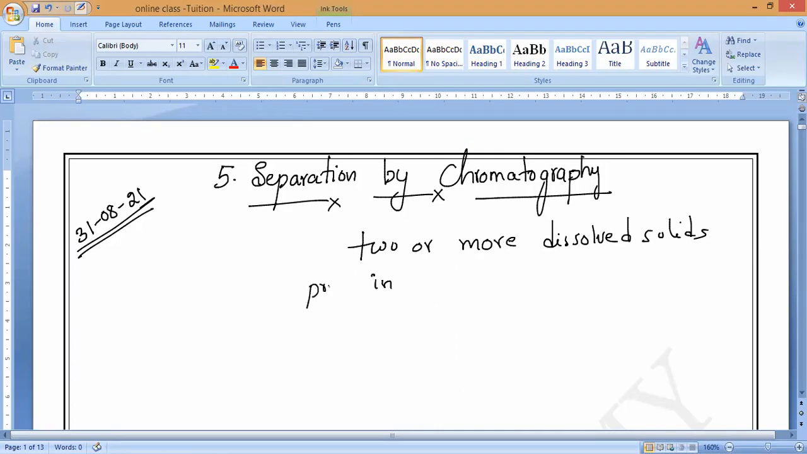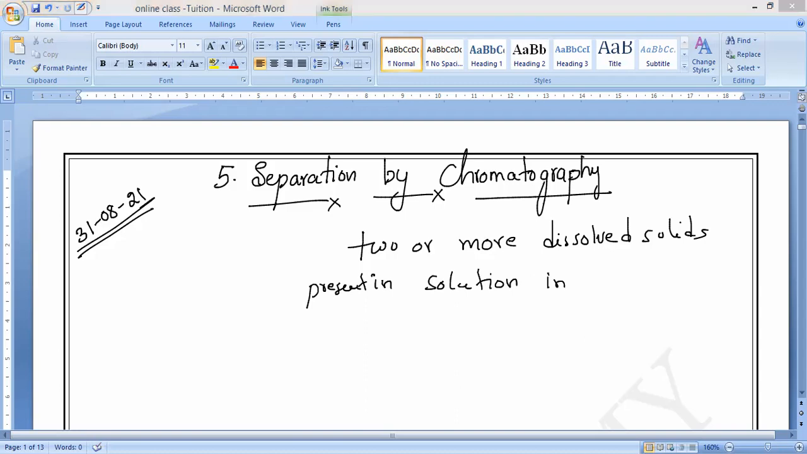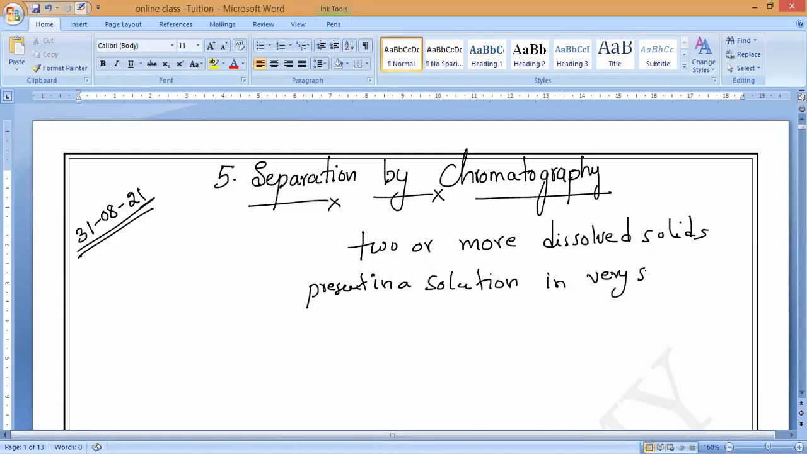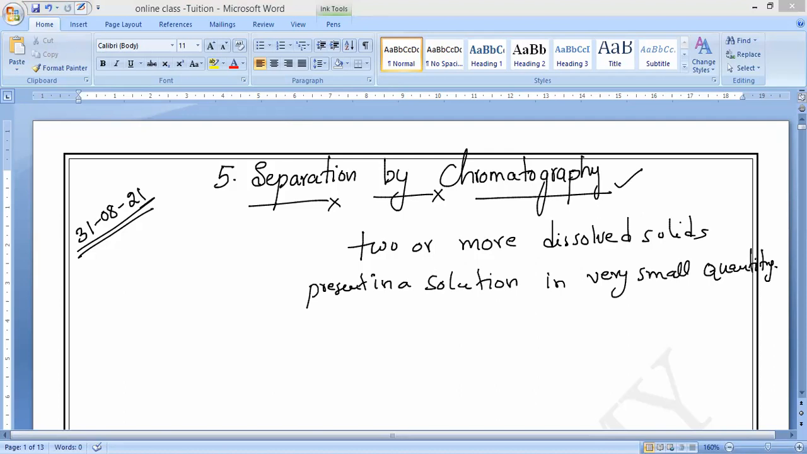Present in solution in how much quantity? In a very small amount. So which technique will we use to separate them? Chromatography. It is a technique for separating two or more dissolved solids which are present in a solution in very small quantities. That is what we should call chromatography.